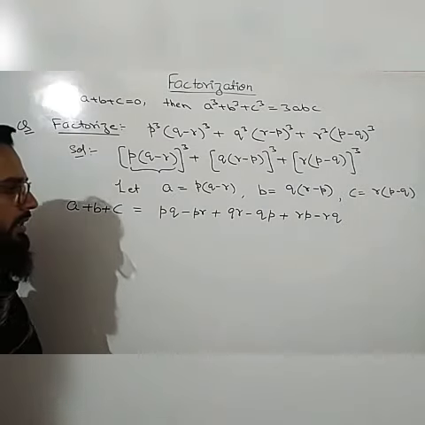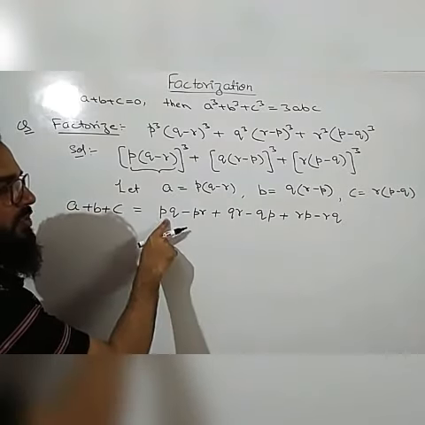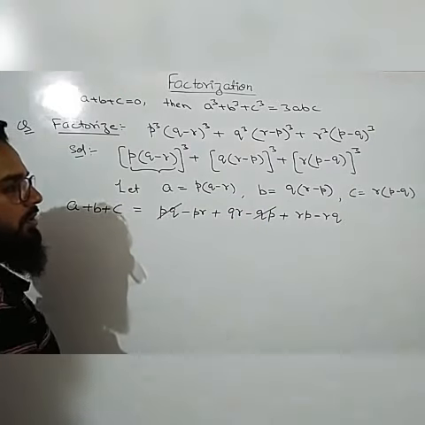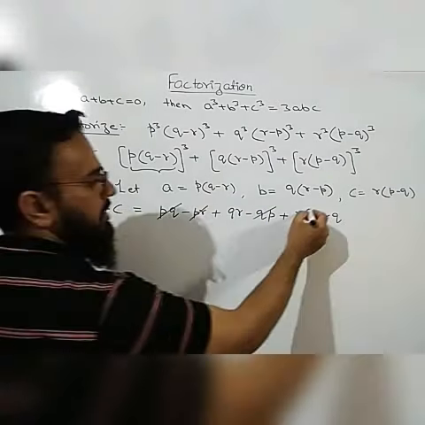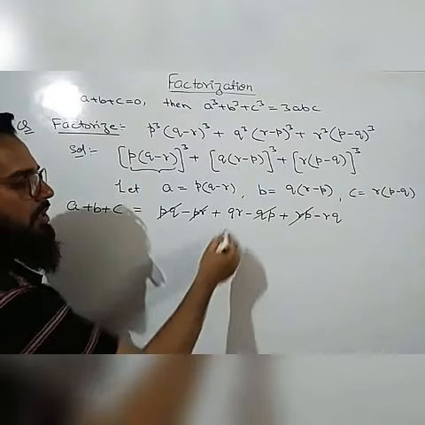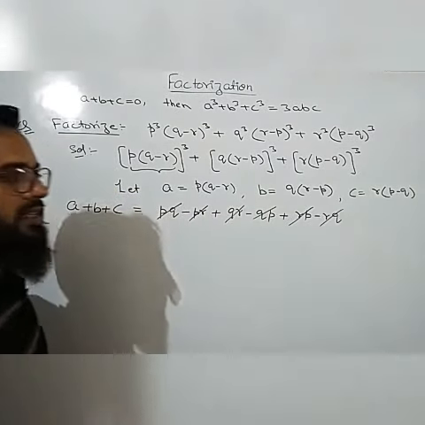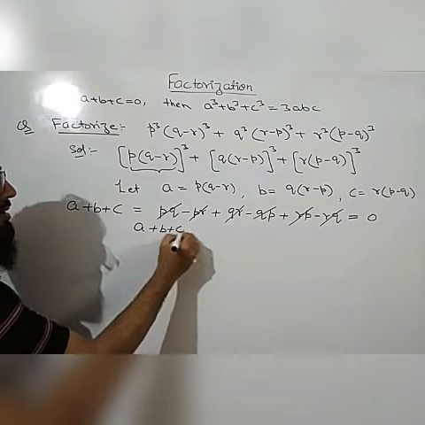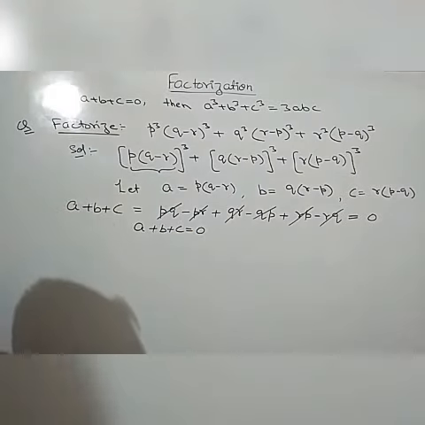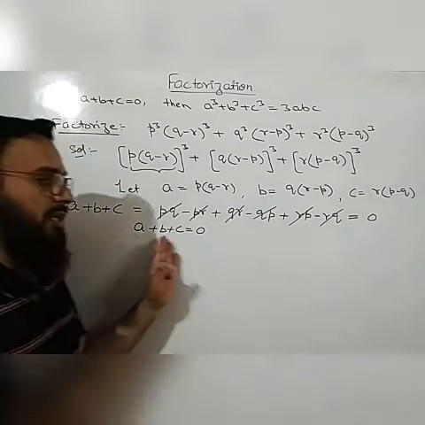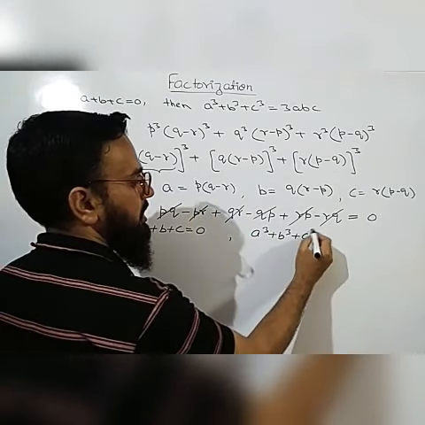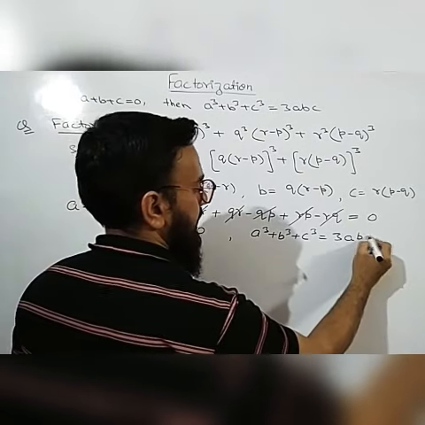Now let us check whether it is cancelling or not. It is pq minus qp, both are same terms, so pq and qp cancel out. Minus pr and plus rp also cancel out. qr and rq also cancel out. So it will be equal to 0. It means we get here a plus b plus c equal to 0. Okay, it means when a plus b plus c is equal to 0, a cube plus b cube plus c cube will be equal to 3 times abc.